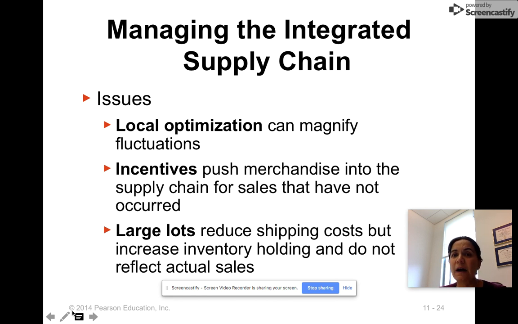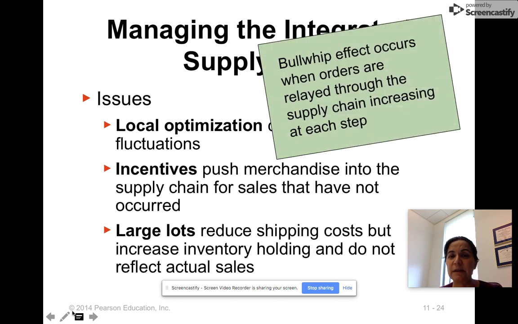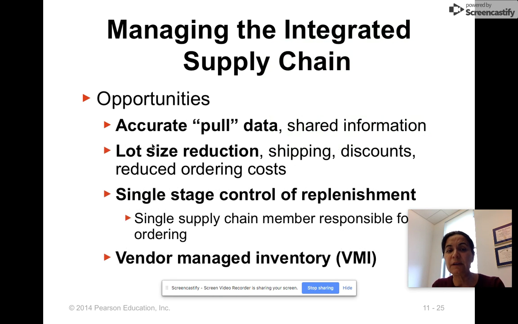The next part is other kinds of risks and issues in the supply chain. We have something called the bullwhip effect, where a very stable demand leads to a lot of distortion along the supply chain. Some of the issues are, first, local optimization, where you run a special, but that creates fluctuations. Another is an incentive where you push the merchandise for sales that have not occurred, and in largely large lots. So these are all issues.